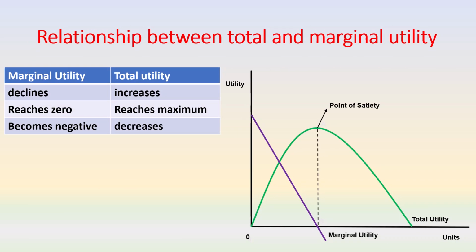The graph shows the relationship between marginal utility and total utility. When marginal utility is decreasing, total utility increases. When marginal utility is zero, total utility is at maximum. Total utility decreases when marginal utility becomes negative.